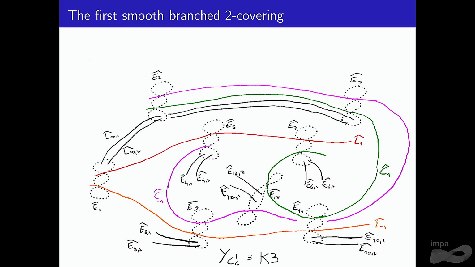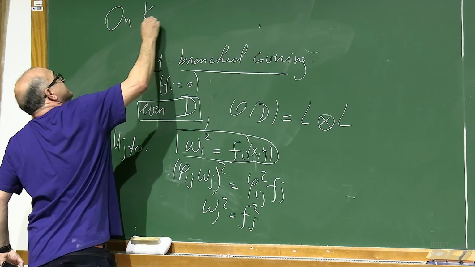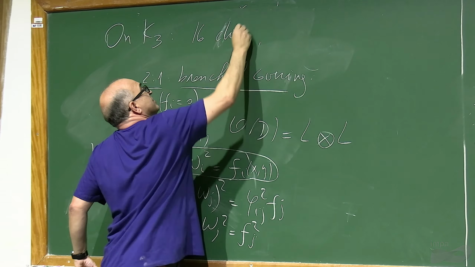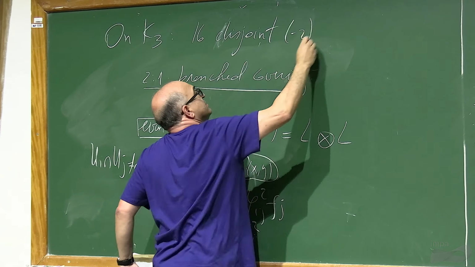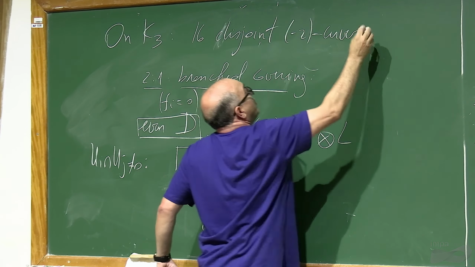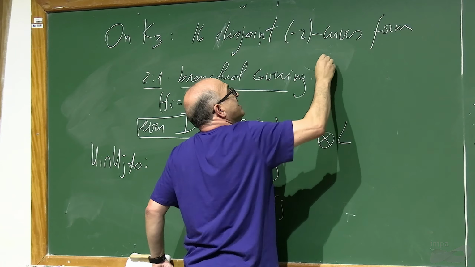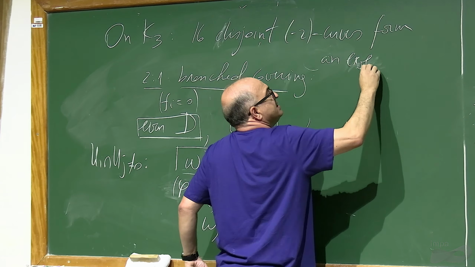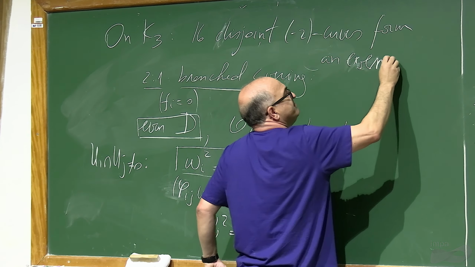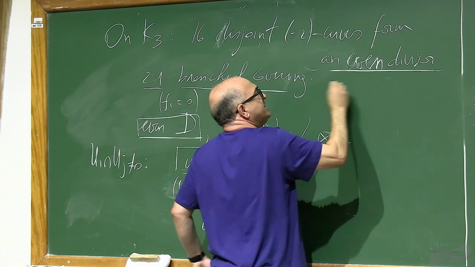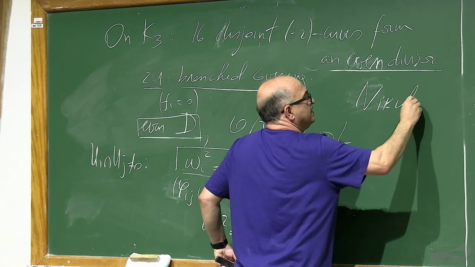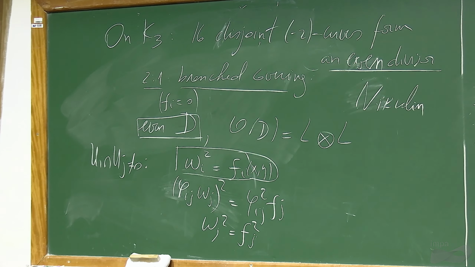Excuse me. So, by a result of Nikulin, on a K3 surface, 16 disjoint -2 curves are the support of an even divisor. It's a very clean criterion for an even divisor. This is a result of Nikulin. So let's find the even divisor here.